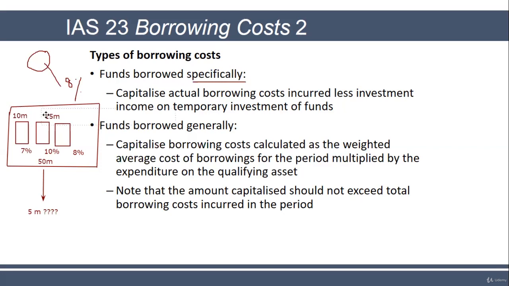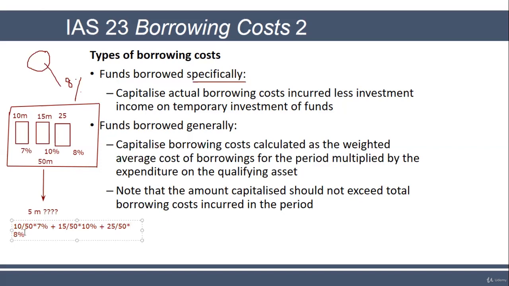For example, you've got here 10 million, 15 million, and then you've got 25 million here, okay? So what is your average debt cost? Your average debt cost should be something like this: 10 divided by 50 multiplied by 7%. I'm taking the proportion, plus 15 divided by 50 multiplied by 10%, plus 25 divided by 50 multiplied by 8%. So we took the weighted average.